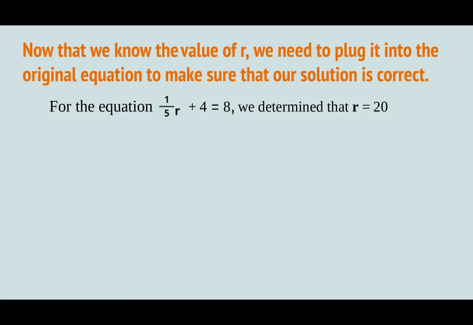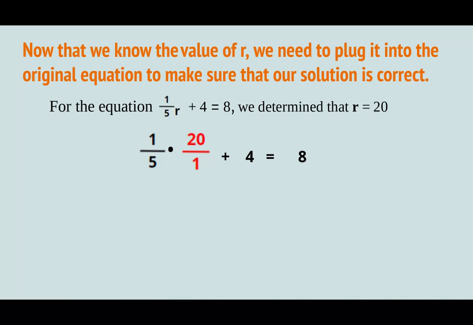Now, we want to confirm that our answer is correct. So for the equation 1/5 r plus 4 equals 8, we determined that r equals 20. So now we're going to prove it. If r equals 20, then instead of r, I'm going to plug in 20. But I'm going to plug in 20 as 20 over 1 so that I can multiply it properly with that 1/5.